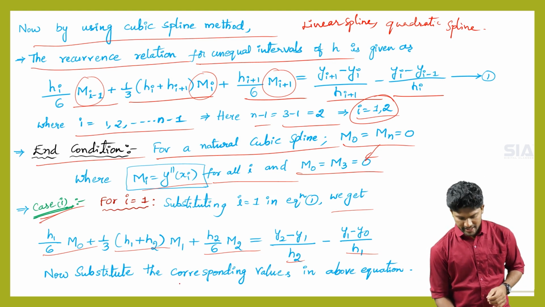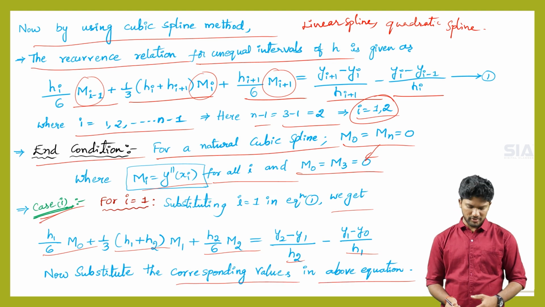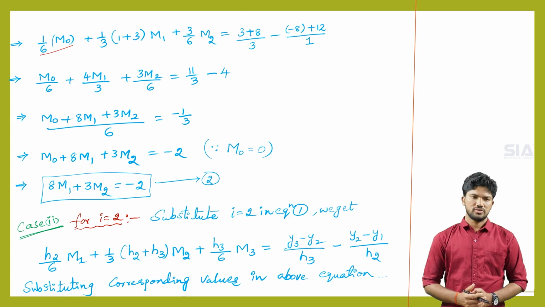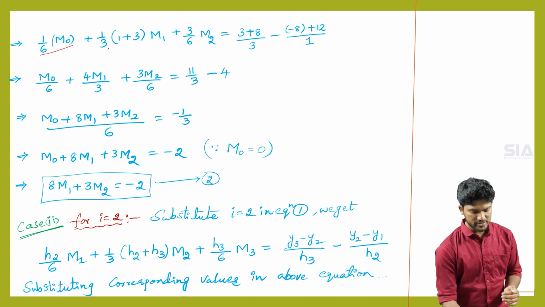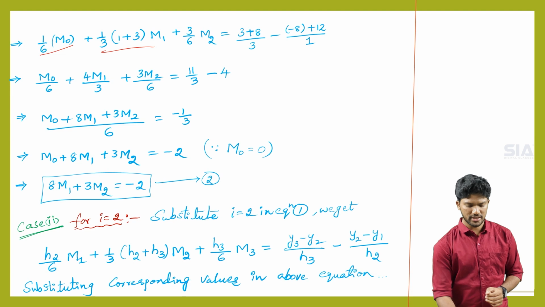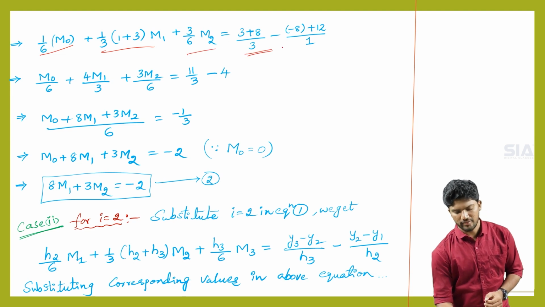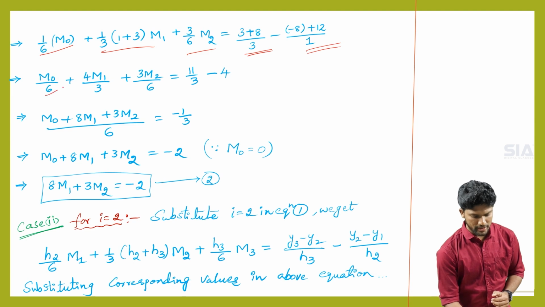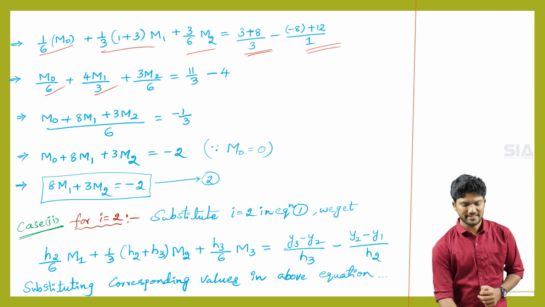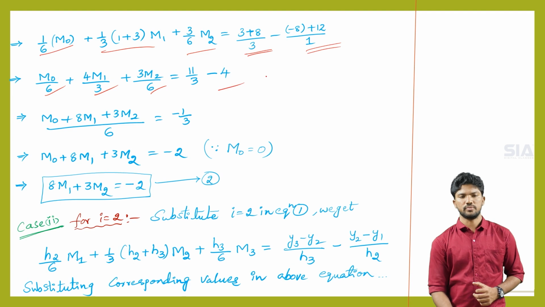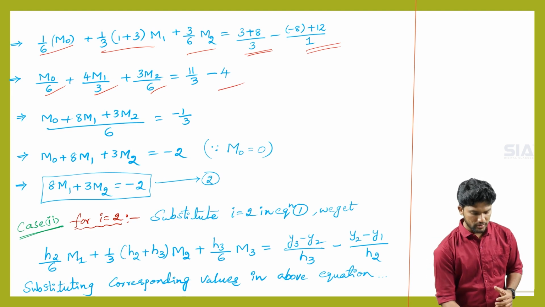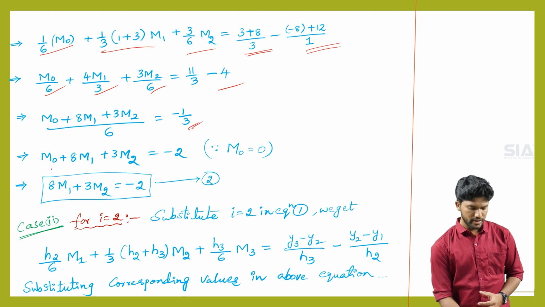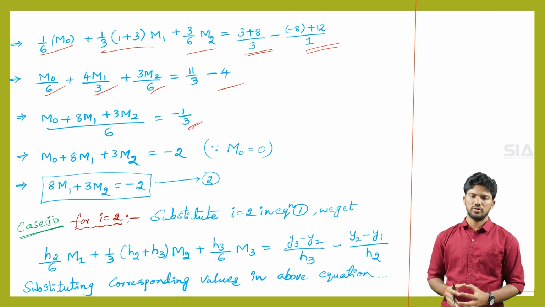Now substitute the corresponding values in the above equation. We know the values in that equation, so substitute them. From that condition, h1 is 1: 1 by 6 m0 plus 1 by 3 into 1 plus 3 into m1 plus 3 by 6 m2. These are the y values and these are the corresponding values. Substituting them, m0 by 6 plus 4m1 by 3 plus 3m2 by 6 is equal to 11 by 3 minus 4. Okay, if you simplify that, m0 plus 8m1 plus 3m2 by 6 is equal to minus 1 by 3. So m0 plus 8m1 plus 3m2 is equal to minus 2.